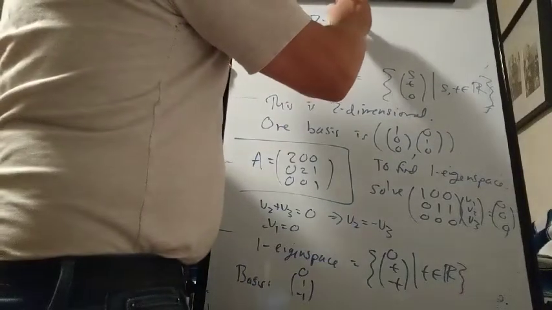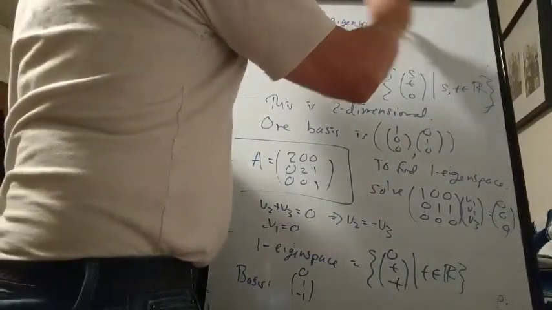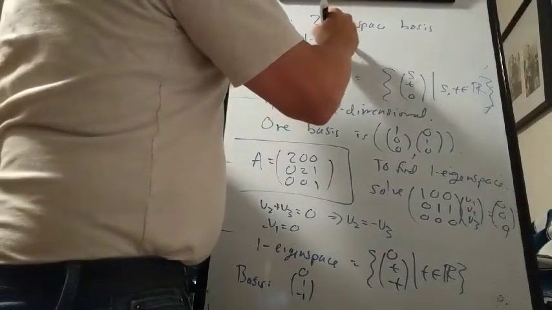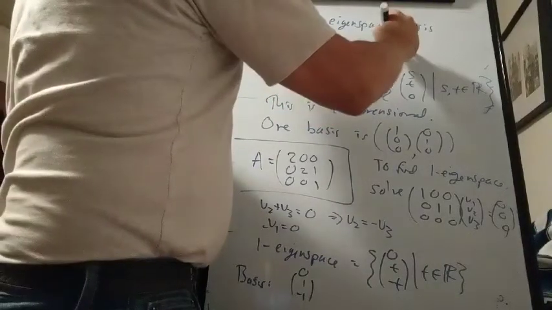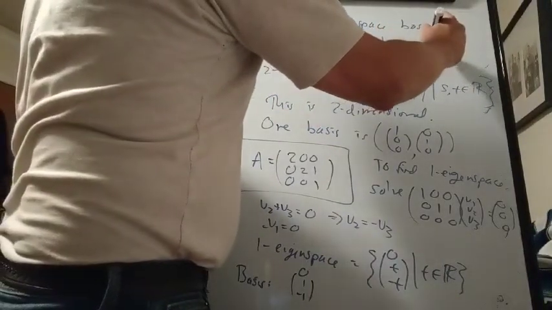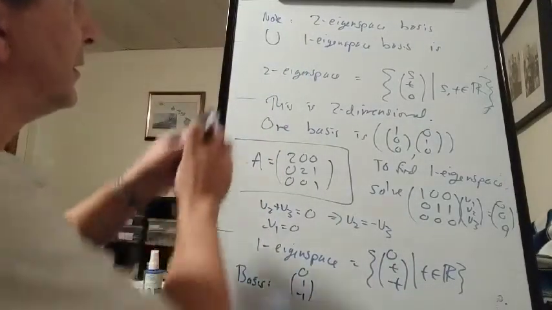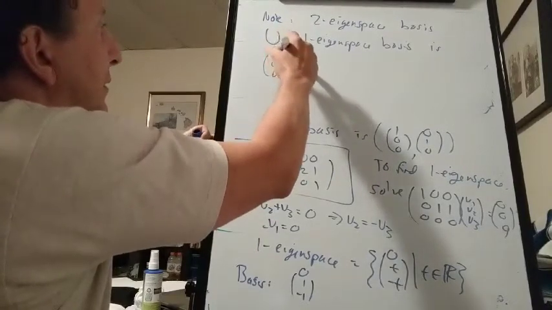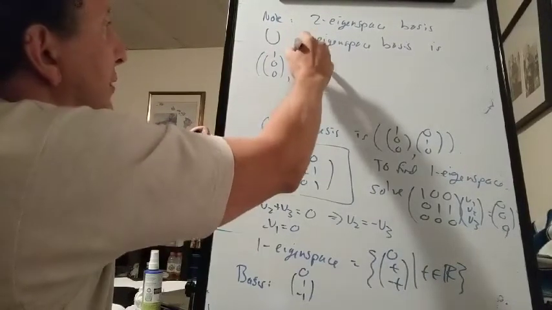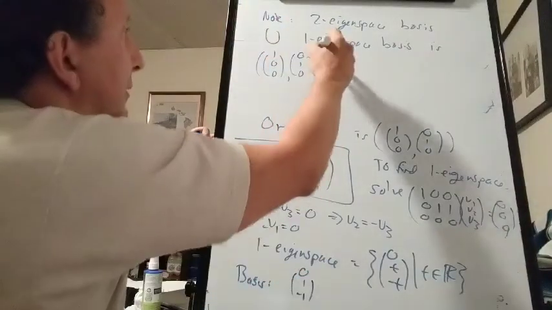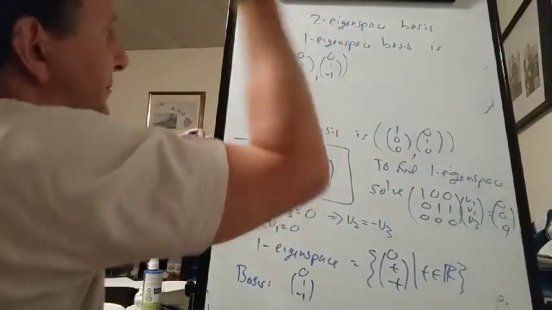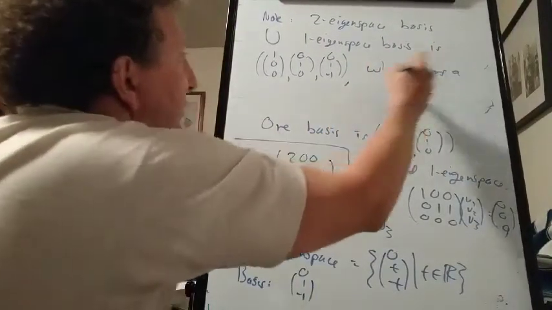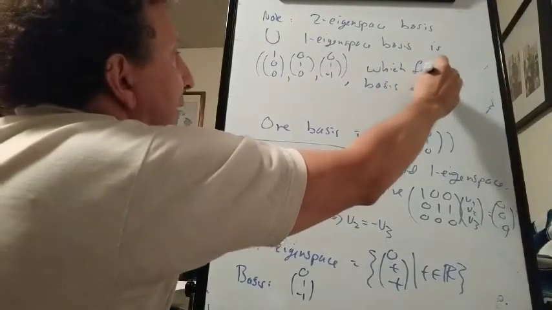So the 2 eigenspace basis union the 1 eigenspace basis is 1, 0, 0; 0, 1, 0; 0, 1, negative 1. Which forms a basis of R3.